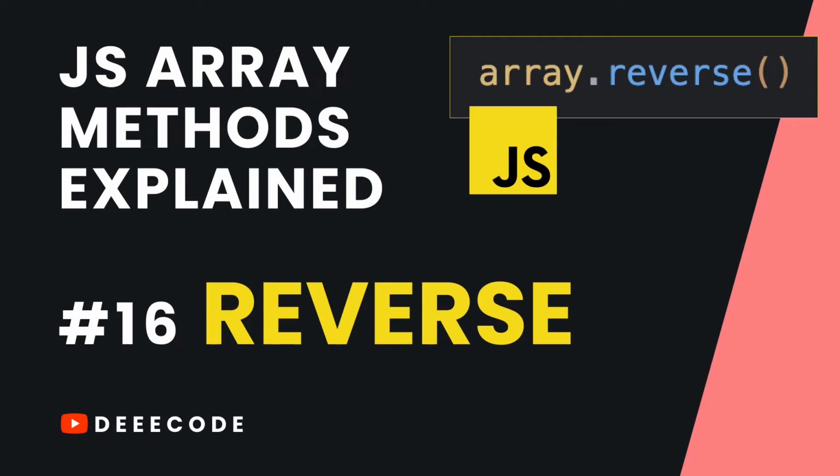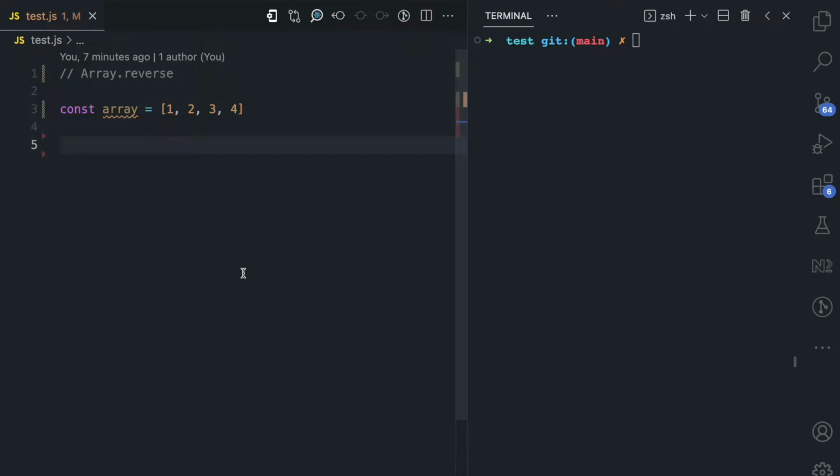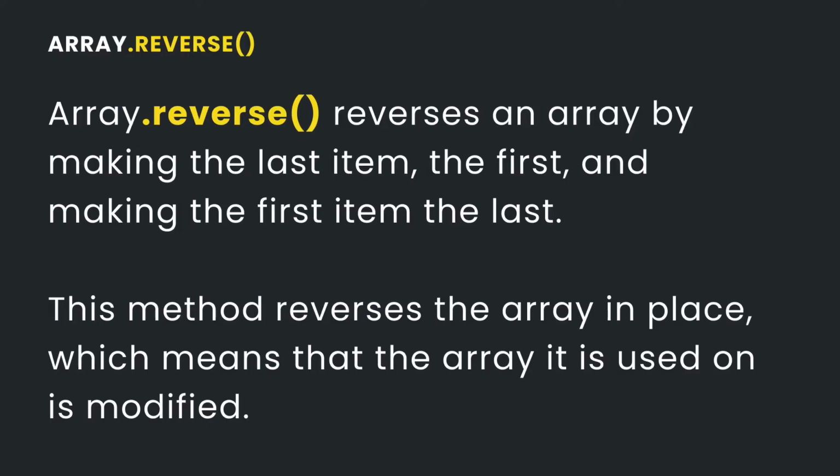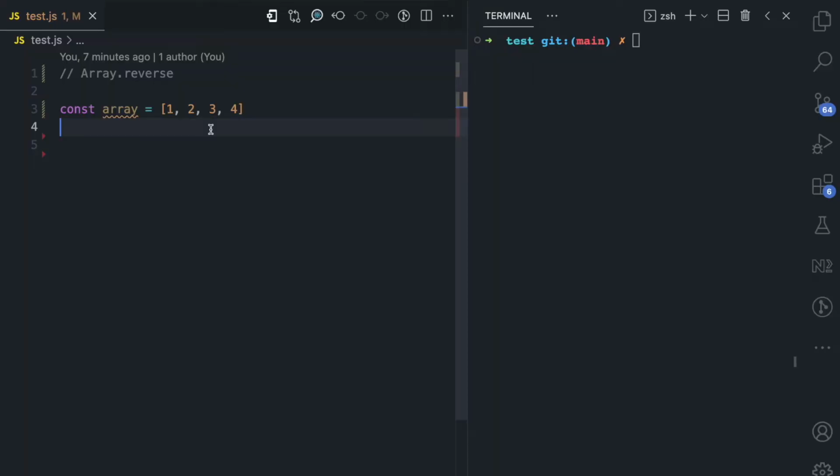In this video, part 16 of my JavaScript array methods explained series, I'll be simplifying the reverse method of arrays. This method reverses an array by making the last item the first and making the first item the last. This method reverses the array in place, which means that the array that the method is used on is going to be modified when you apply this method. I'll be using this simple array here to show you how the reverse method works.